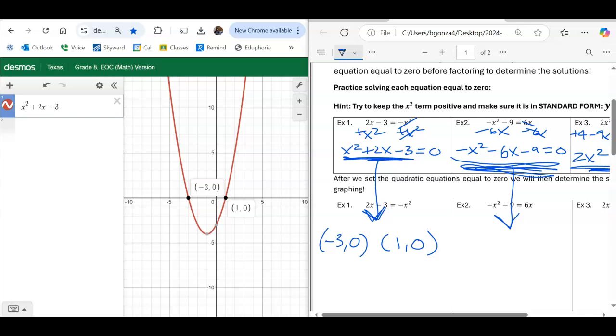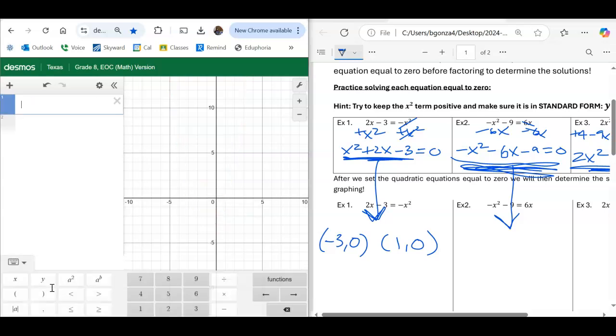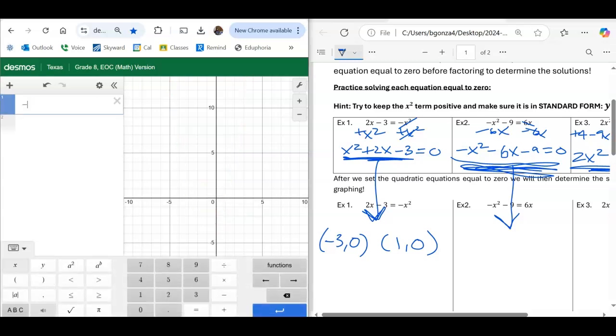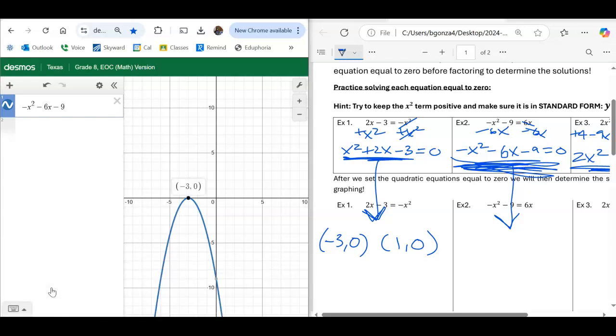Then, example 2, negative x squared minus 6x minus 9. Again, I'm typing in this without the equal 0. Now, this is one of those weird situations where it only touches the x-axis at one point. Negative 3, 0. That is a one solution problem.